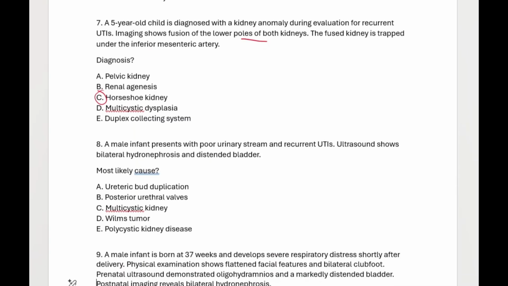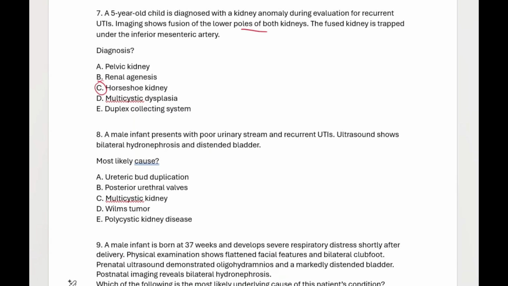Next question. A male infant presents with poor urinary stream and recurrent UTI. Ultrasound shows bilateral hydronephrosis and distended bladder. What is the likely cause?